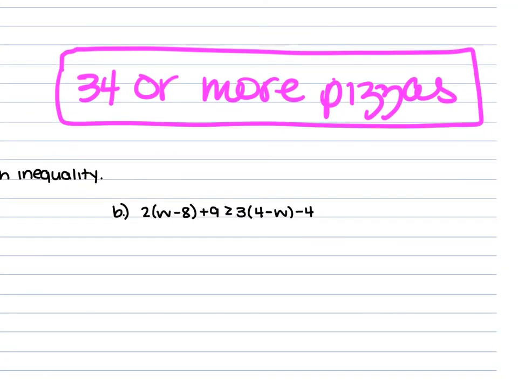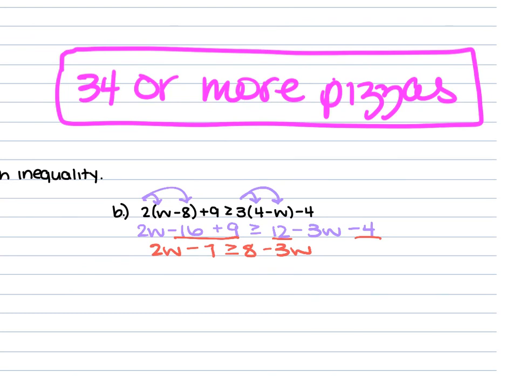For B, we have 2 times w minus 8 plus 9 is greater than or equal to 3 times 4 minus w minus 4. So we're going to first distribute that 2 and distribute that 3 to get 2w minus 16 plus 9 is greater than or equal to 12 minus 3w minus 4. Now combine your like terms. The negative 16 plus 9 combines to get 2w minus 7 is greater than or equal to, and then the 12 and the negative 4 combine to give you positive 8, so that's going to be 8 minus 3w.